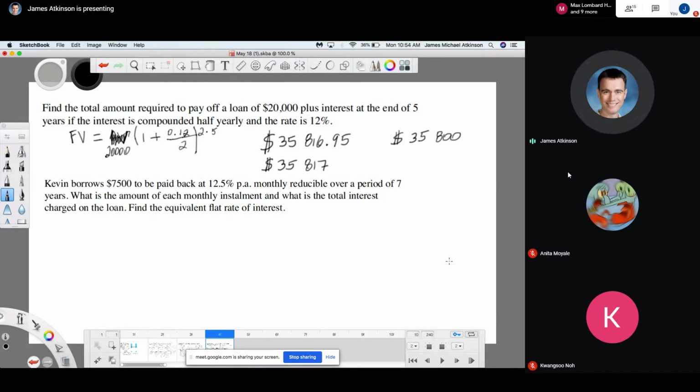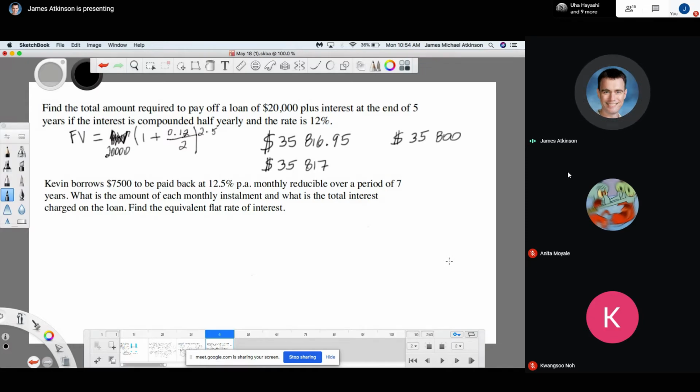But I reckon we may as well just do this with the calculator again. So again, we're going to go to the same thing. Go to the Finance Solver. So Scratchpad, Finance Solver.